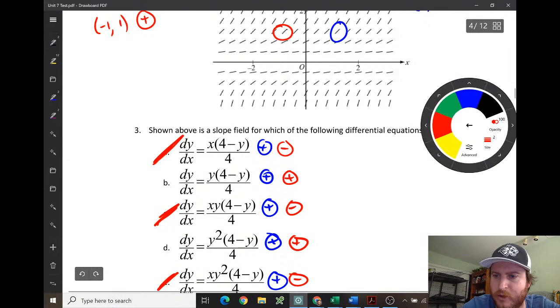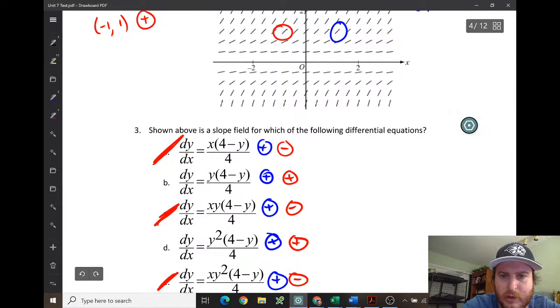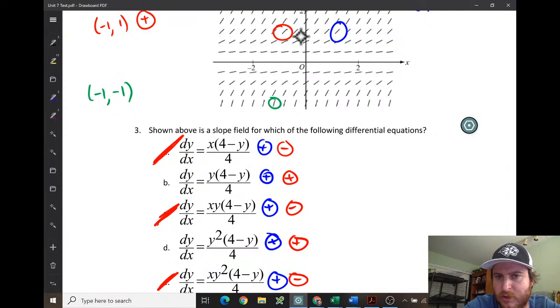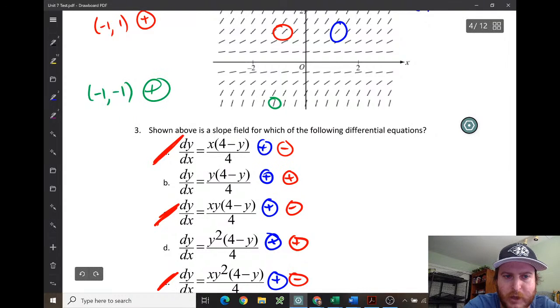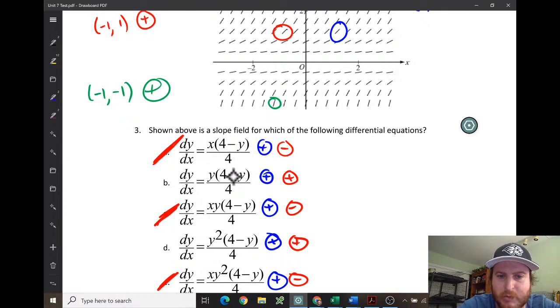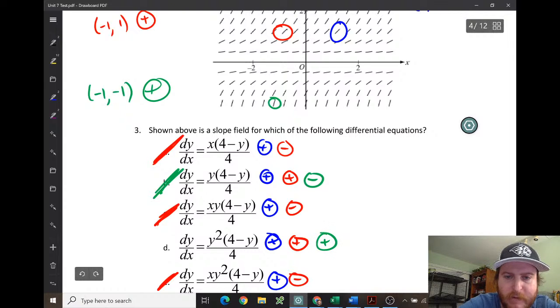So now let's try the third quadrant. So third quadrant, -1, -1. Again, that's an increasing slope, right? That's increasing, and as I go to the right, it's going up. So when I plug in -1 and -1, I should get another positive slope. So -1 times 4 minus -1 would be -1 times 5. Either way, though, it's negative, so I can cross out B. -1 squared times 4 minus -1, that's 1 times 5, is a positive slope. So choice D works.